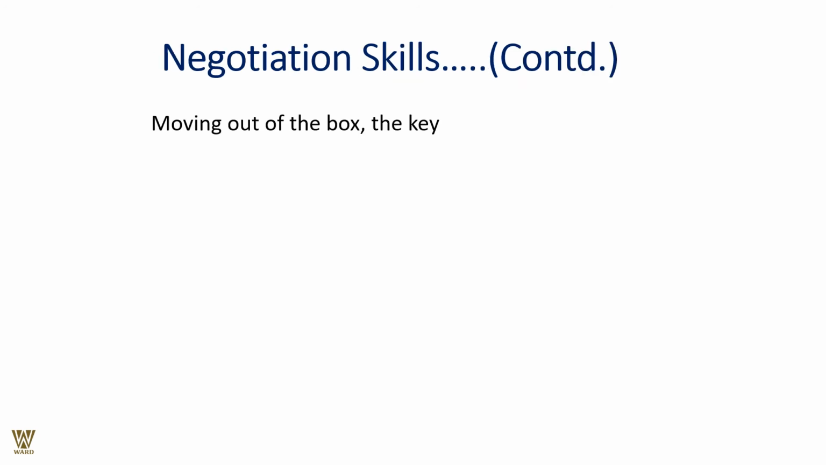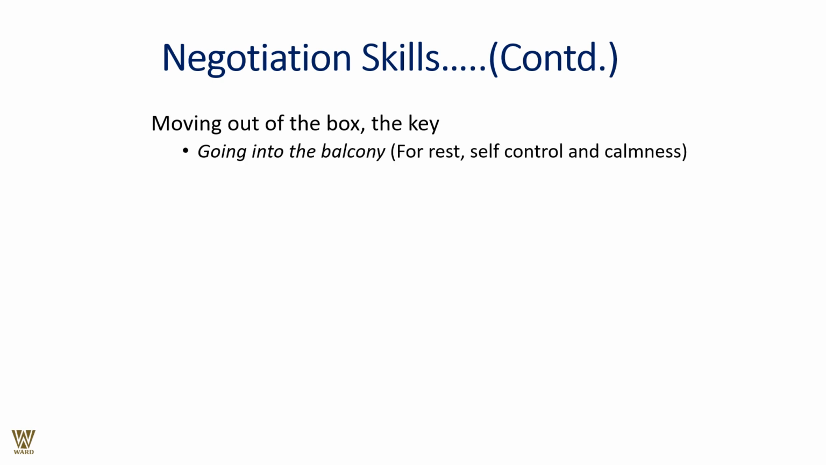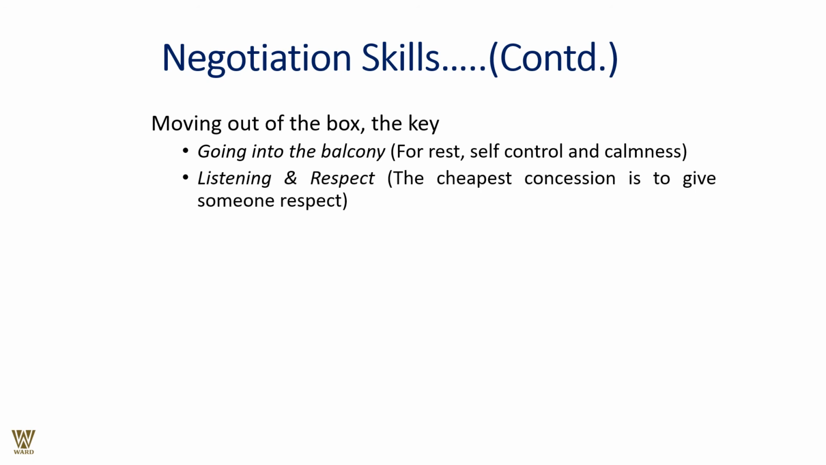So negotiation skill is moving out of the box as the key: getting onto the balcony for yourself, rest to yourself, calmness, think objectively, always be respectful, always listen. What is the cheapest concession that a person can always give? And that is respect. The power of reframing: moving from positions to interests.